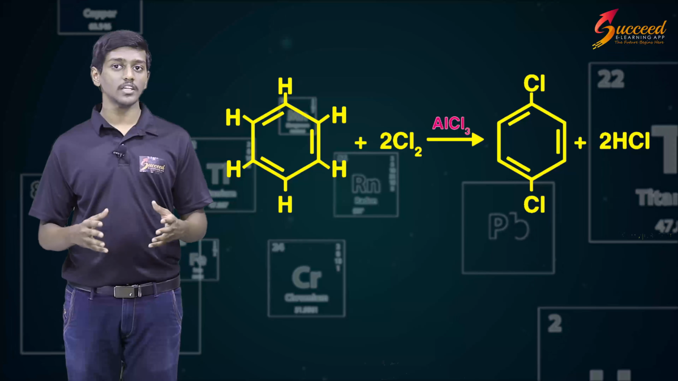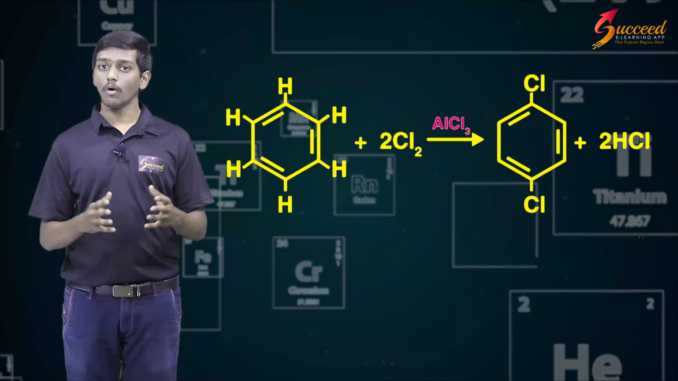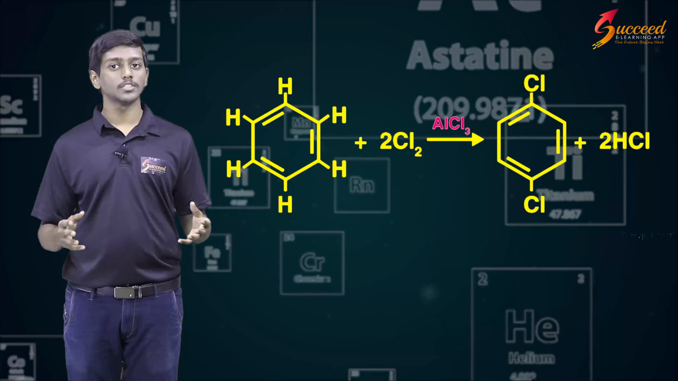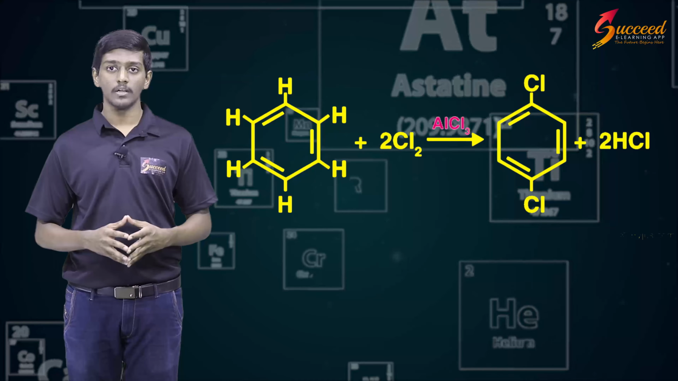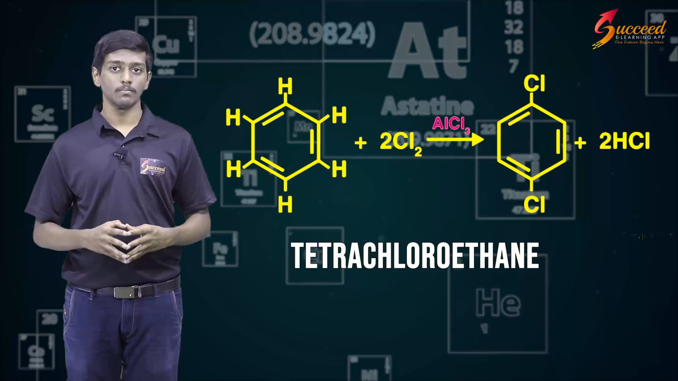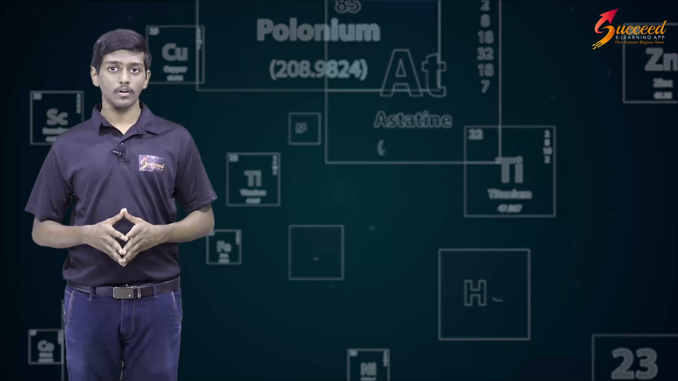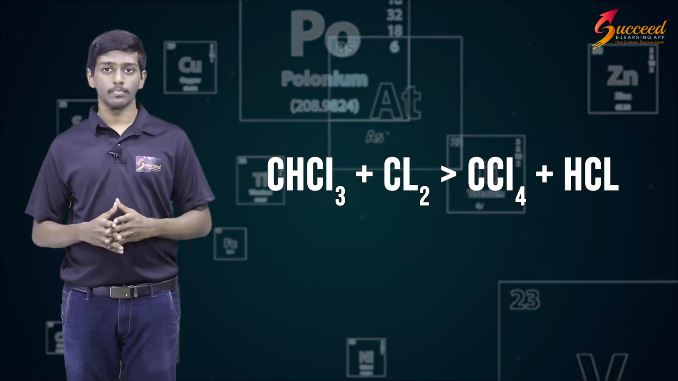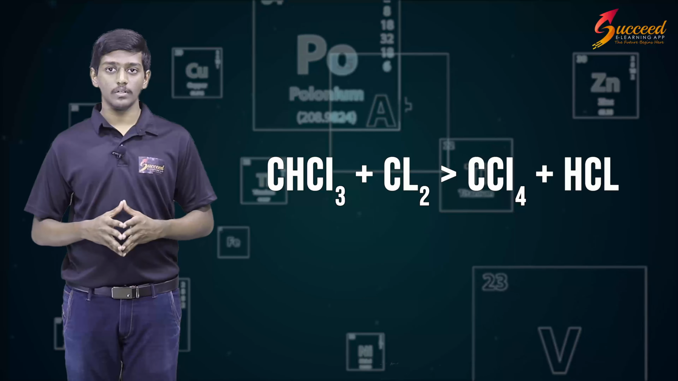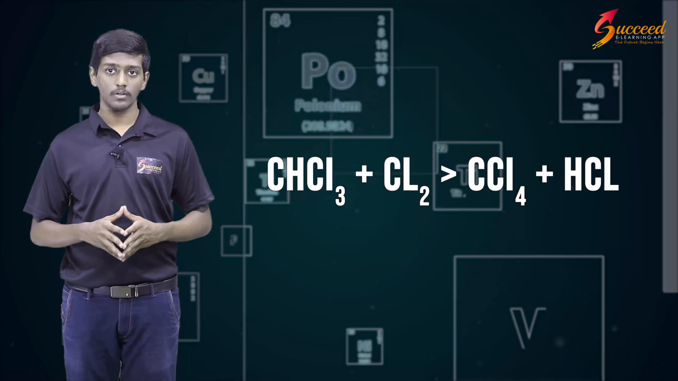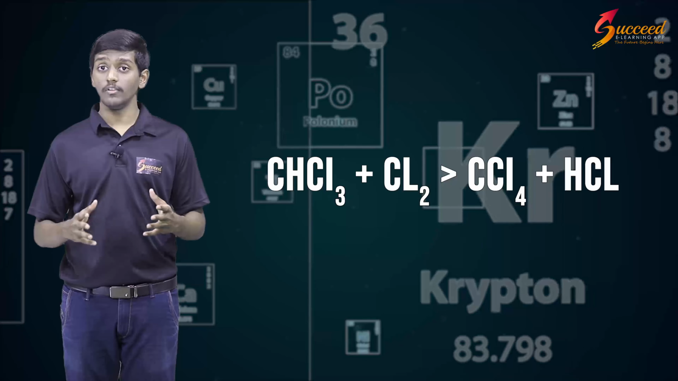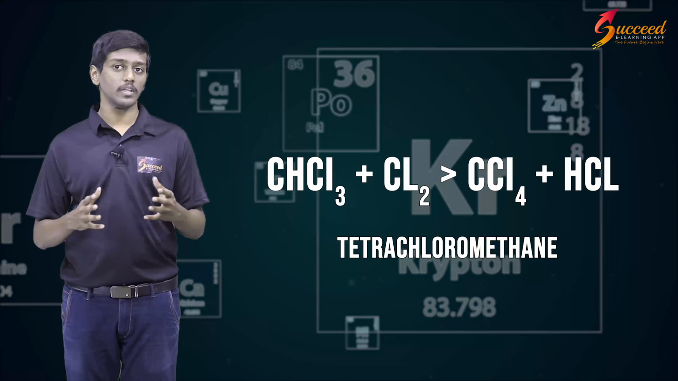Here, if there is a large amount of chlorine, then all the hydrogen atoms are substituted by chlorine atoms and we get tetrachloroethane. Example for substitution reaction. In this example, if chlorine is more, then all the hydrogen atoms are substituted and we get tetrachloromethane.